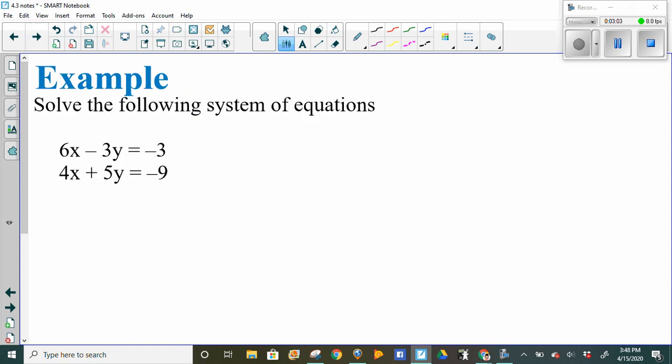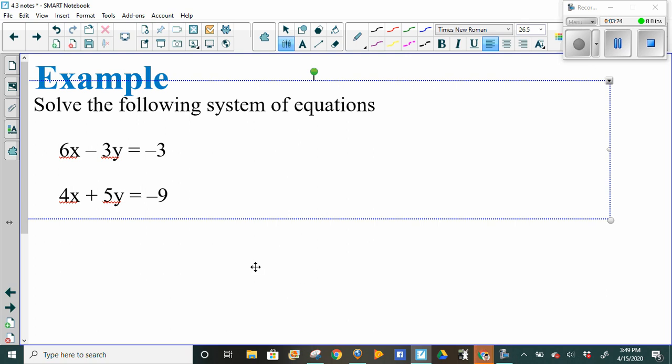All right, so here we have this one. Notice that you have 6x minus 3y, and then you have 4x plus 5y. Well, in the first example, it was super easy because one was a negative y, one was a positive y. They already had the same number in front. Well, when you get them like this and they do not have the same number in front of them, I'm going to separate them a little bit.